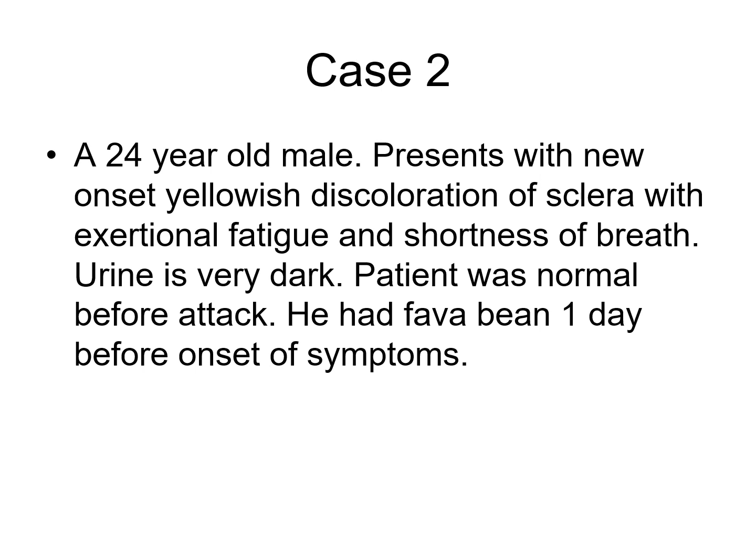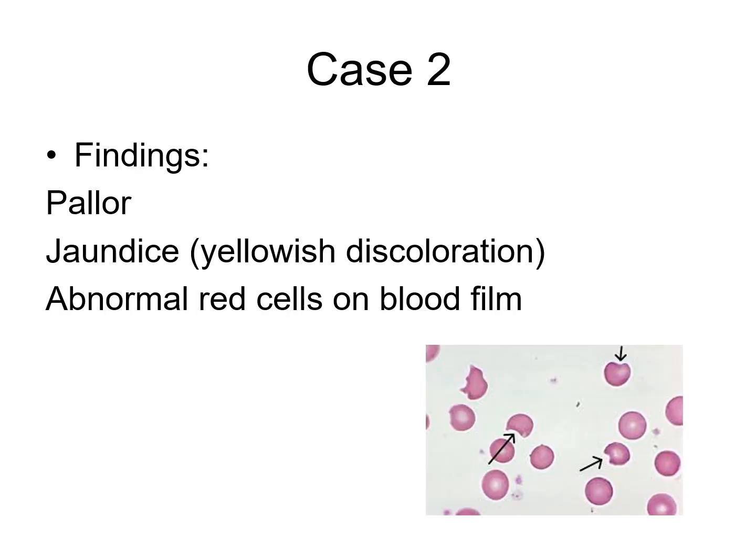So the attack is of sudden onset, or of a condition that was in remission or not causing issues before. He had fava beans ingested 1 day before the onset of symptoms. So this is an important point mentioned here that we should keep in mind, that he had some fava beans. On physical examination, he was found to be pale and jaundiced again, which would confirm the anemia and jaundice, the hemolysis. And then we had another sort of abnormal red cells on the blood film, as you can see here.